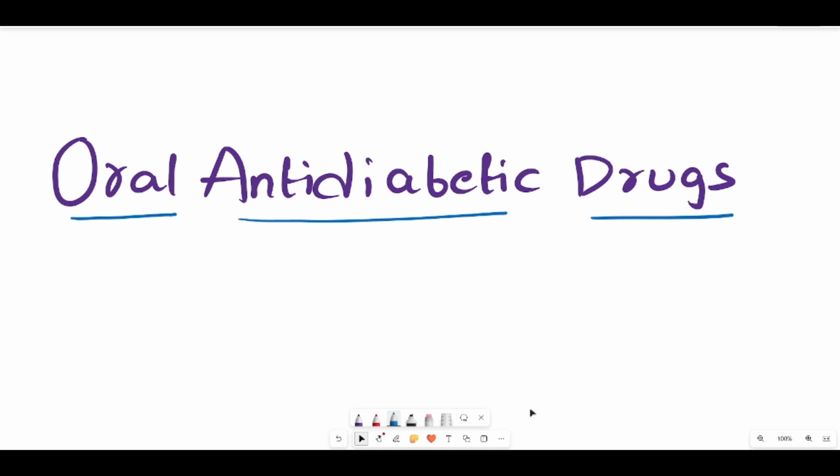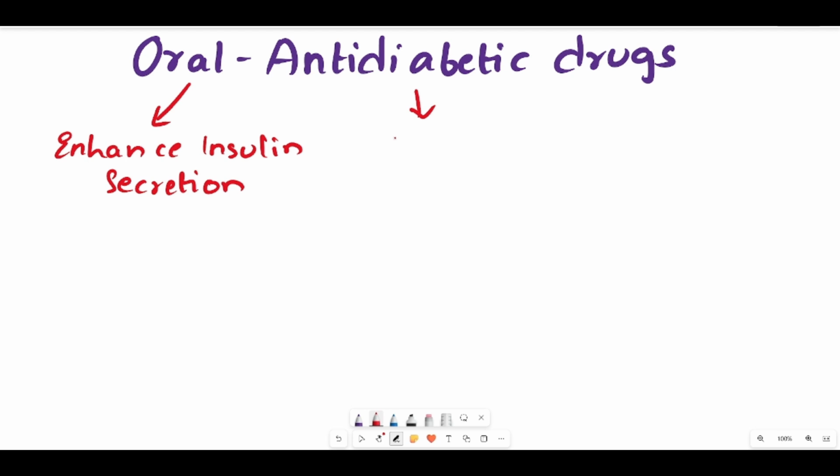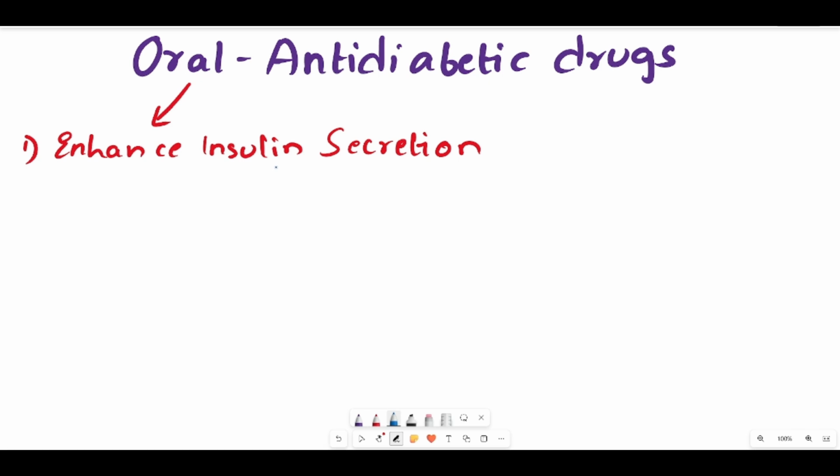Today we will be discussing the oral anti-diabetic classification with simple tricks. So this classification is basically divided into three different classes. The first one is the drugs which enhance insulin secretion, the second class is the drugs which are useful for overcoming insulin resistance, and the third class is miscellaneous drugs. The first class is further divided into two classes.